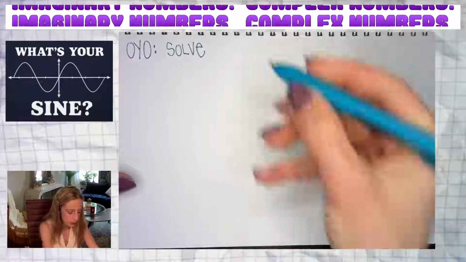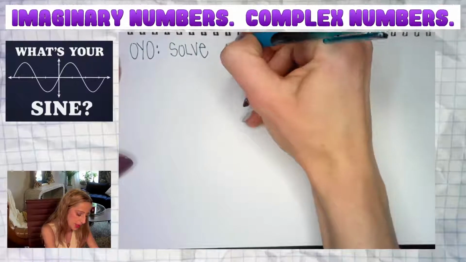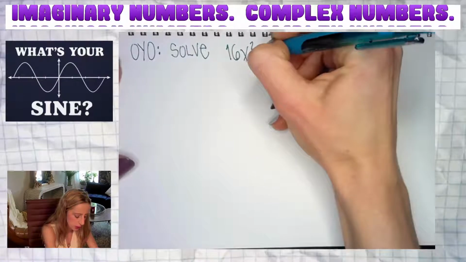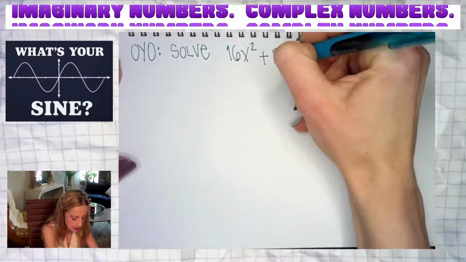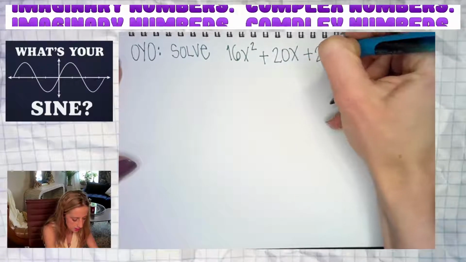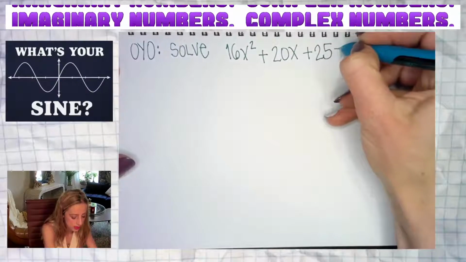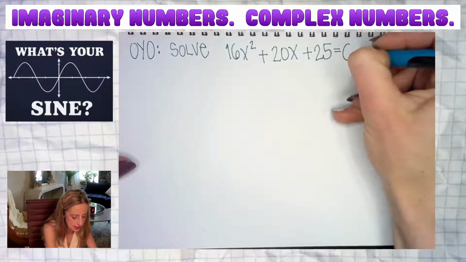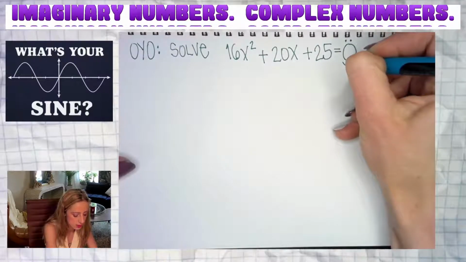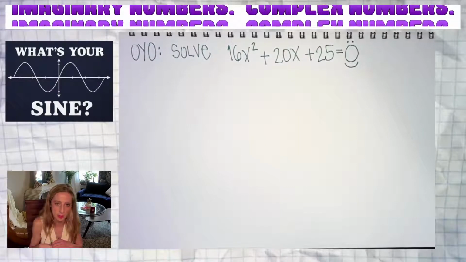Let's do 16x squared plus 20x plus 25. Don't be afraid of the big numbers. Just go nice and slow. They work out pretty nicely. Equals 0. So again, I'm giving you the happy 0. It's already happy and set equal to 0. The 0 with the big round Elmo nose.